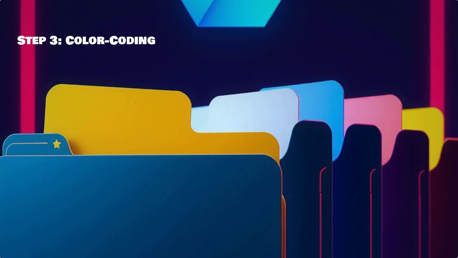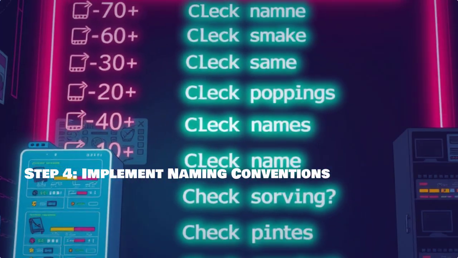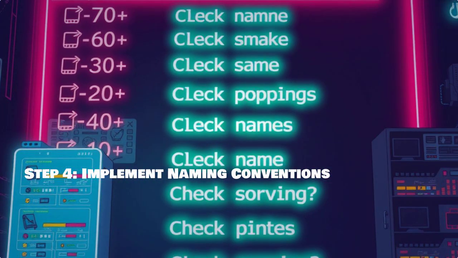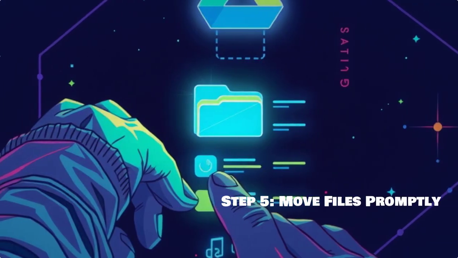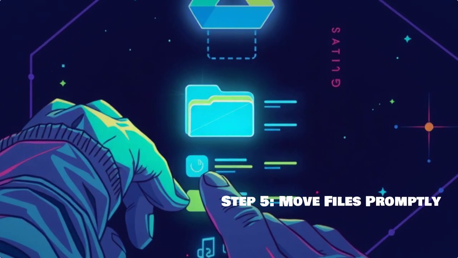Step 3, utilize color coding for your folders. Assign specific colors to categories for quick visual identification. In Step 4, implement a consistent naming convention for your files. It helps maintain clarity and order. Step 5 is to move uploaded files into their respective folders promptly to keep everything organized.